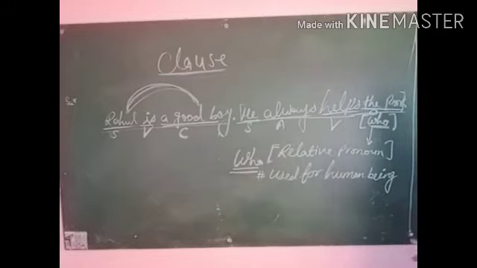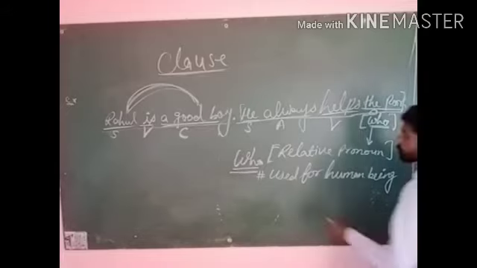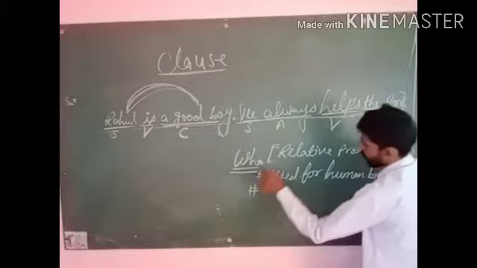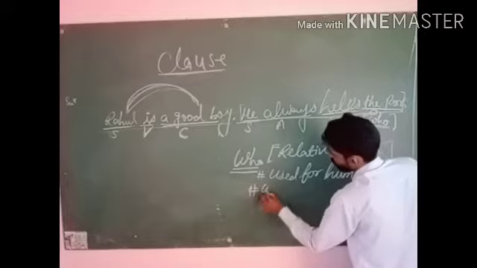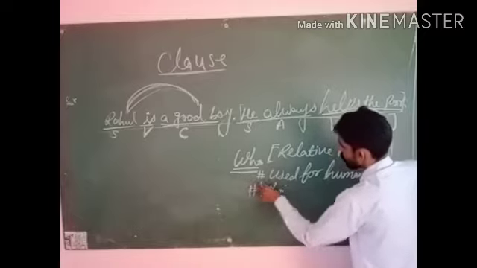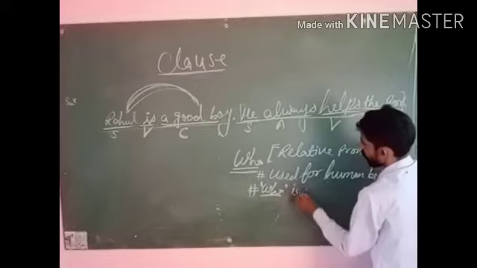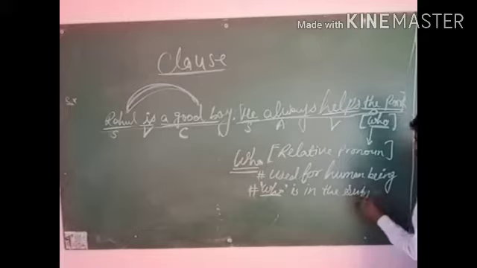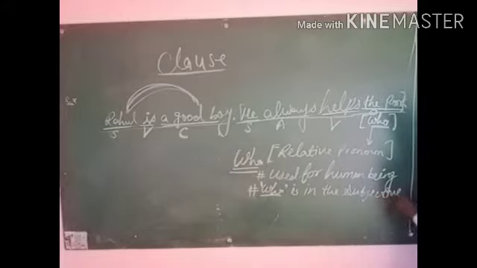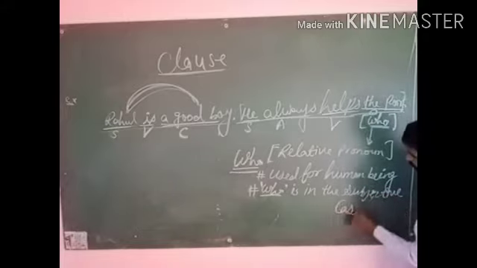If there is an animal or any other thing, in that condition we use which or that. But for human beings, means if there is a male or female human being, for that we use who. Next important thing about who is that who is in the subjective case. What is this subjective case?